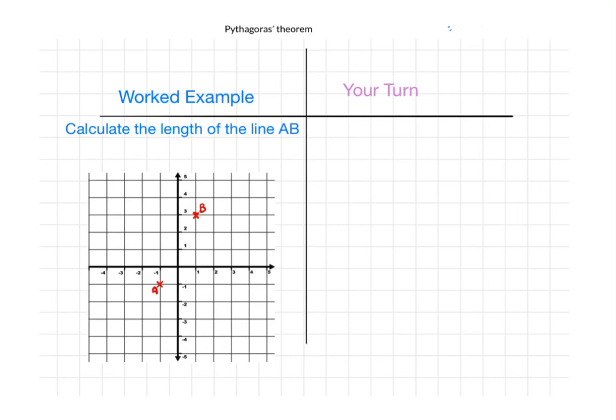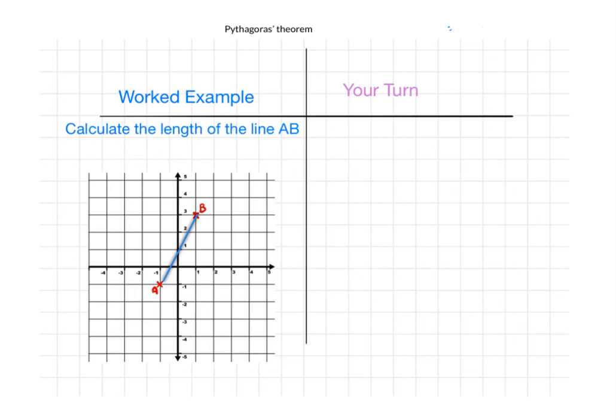Okay, last type of example that I'm going to give you then is one like this, where you're asked to calculate the length of the line AB. Okay, so the first thing that you're going to do on that is just join up the points AB so that it is in a straight line. Okay, so if we just join those points up.